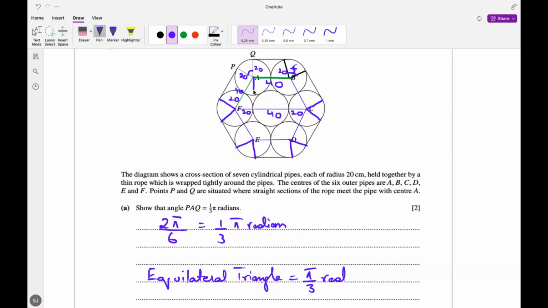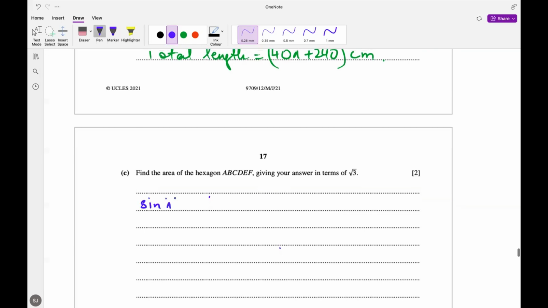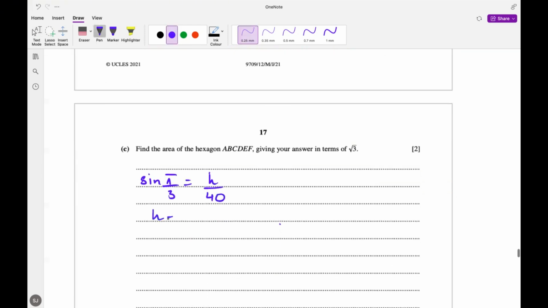To find the height of the trapezium, we can use sine, cos or tan, but as the hypotenuse over here, the length from A till F, will be 40, as the radius is 20 and its angle is pi upon 3, to find the height we will use sine theta. So sine of pi upon 3 is equal to h upon 40, which means h will be equal to 40 multiplied by sine pi upon 3, which is root 3 upon 2. We can write the height of the trapezium as 20 root 3.